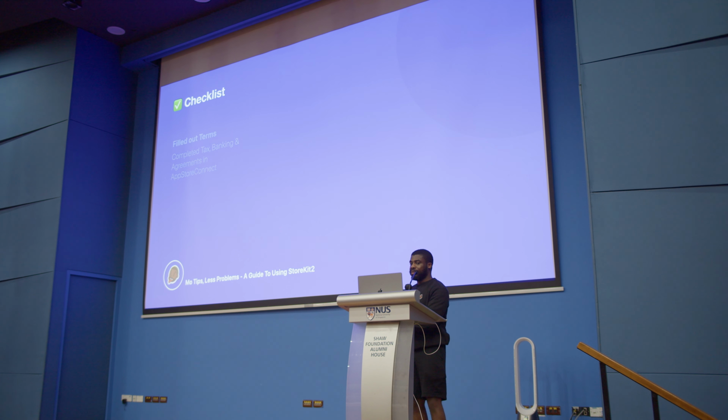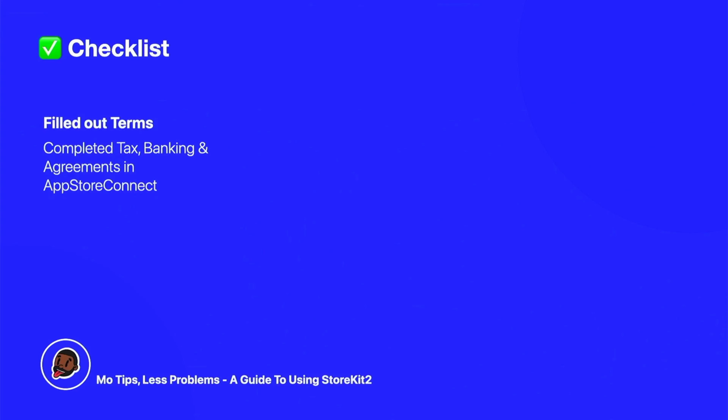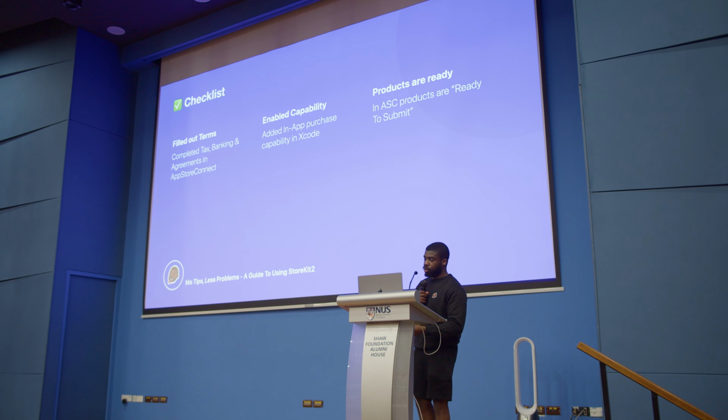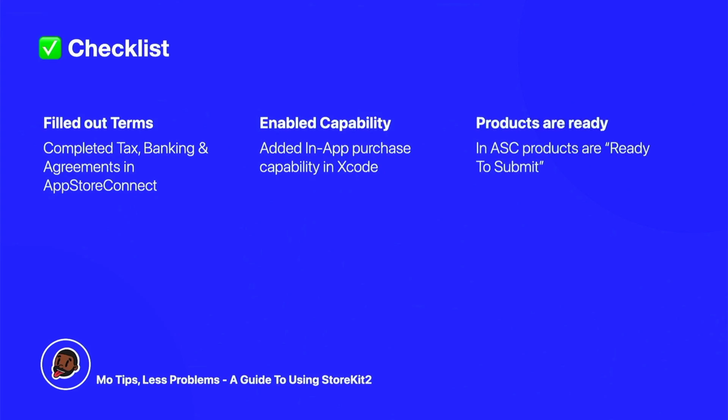So what I want to do here is give you a bit of a checklist to ensure that you've checked all these things before you submit your in-app purchases. So the first thing you want to do is make sure that on App Store Connect, you filled out your terms. So your tax, banking agreements, anything to do with your banking account, you want to make sure that this has been filled in and is all good. In Xcode, you want to make sure that you've also enabled the in-app purchase capability as well. And you want to make sure that in App Store Connect, your product status at a minimum is ready to submit.